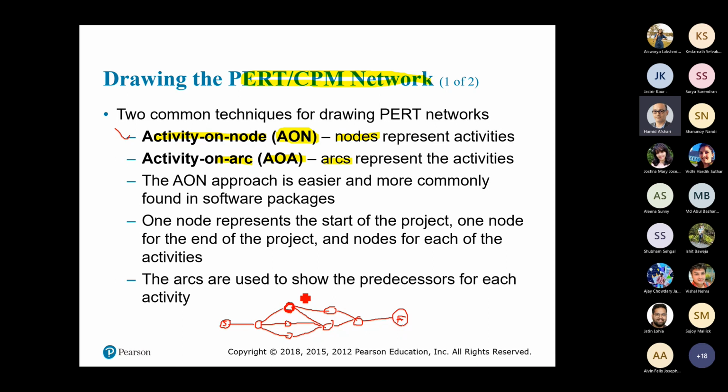Okay, and the arcs are used to show the sequence or predecessors for each activity. For example, let's say this is activity G. So in order for activity G to be started, this activity, this activity, and this activity should be completed. Okay, you cannot start it before these three activities are completed. And these arrows or these arcs represent the relationship between activities.